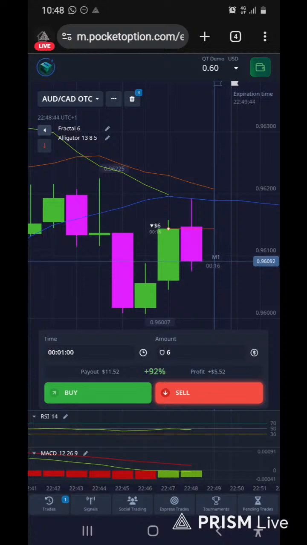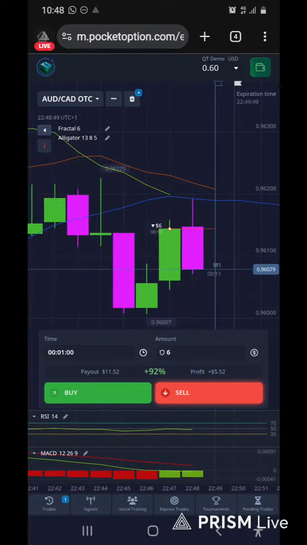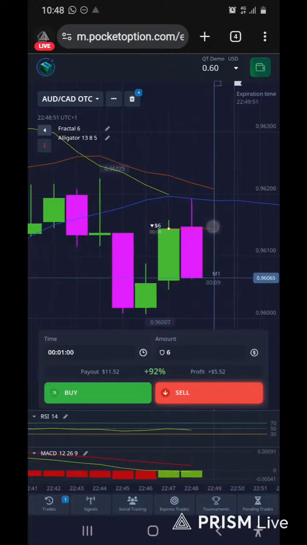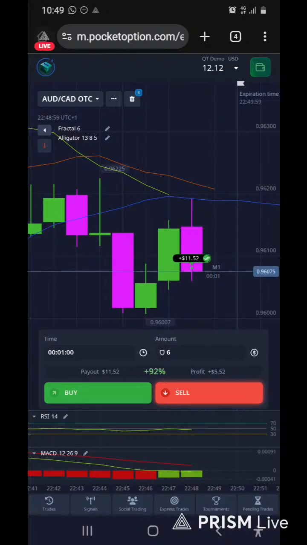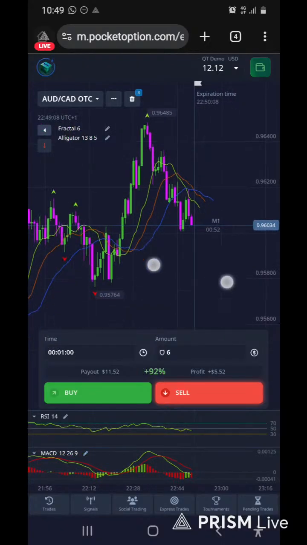I'm just waiting for my time to elapse. I just want this candle to close down, and then start shooting upwards. So I entered 1 minute because I know exactly what will happen. Okay, now we are up $12. The goal is to reach $30. So let's go to the next.